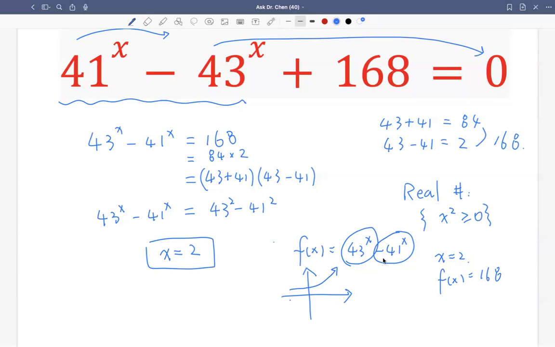Basically, this is a 1-to-1 function, right? It's not like a quadratic function. If a quadratic function is like this, you see at two x values we have the same y value, but it doesn't happen with exponential functions. So in that case, we can see x equals 2 is the only solution.